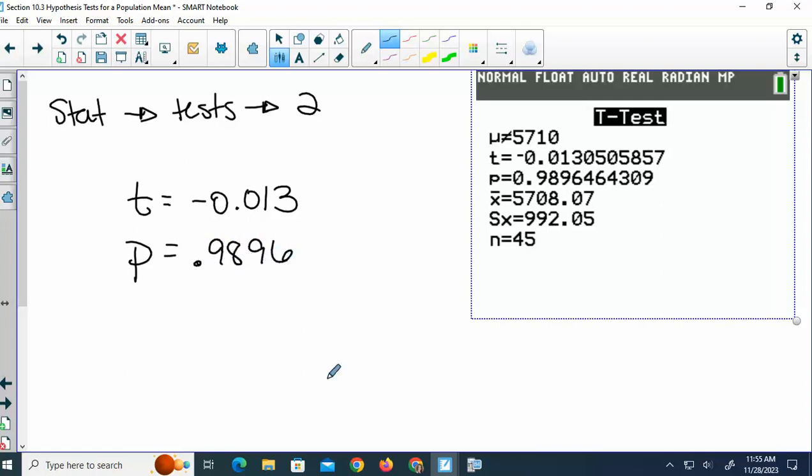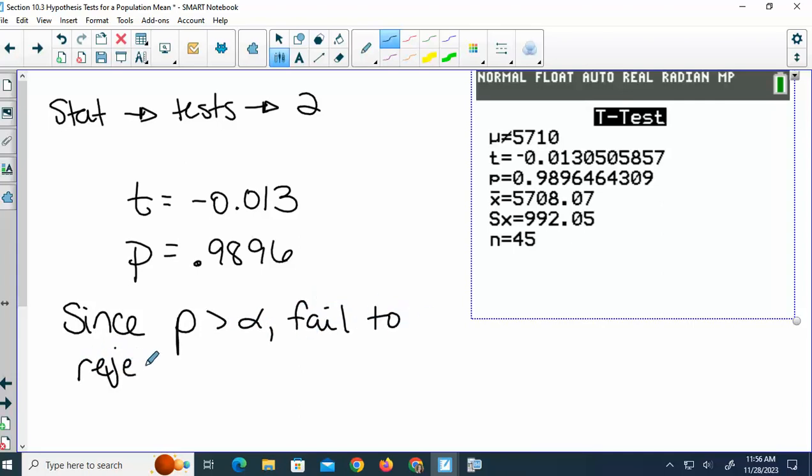Okay, if we're doing this approach, we reject if P is less than alpha. Is our probability less than alpha in this problem? No, nowhere close. So since P is greater than alpha, we fail to reject. So that is the p-value approach, just finding the probability. And you only reject if it's less than alpha. Questions there?